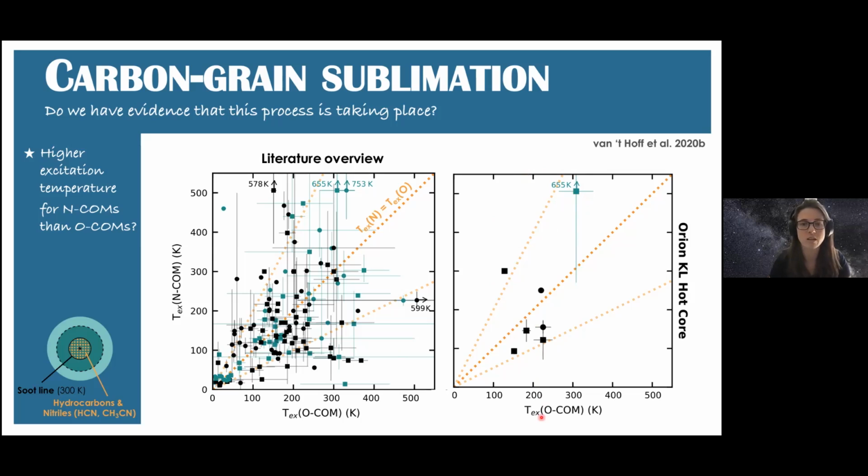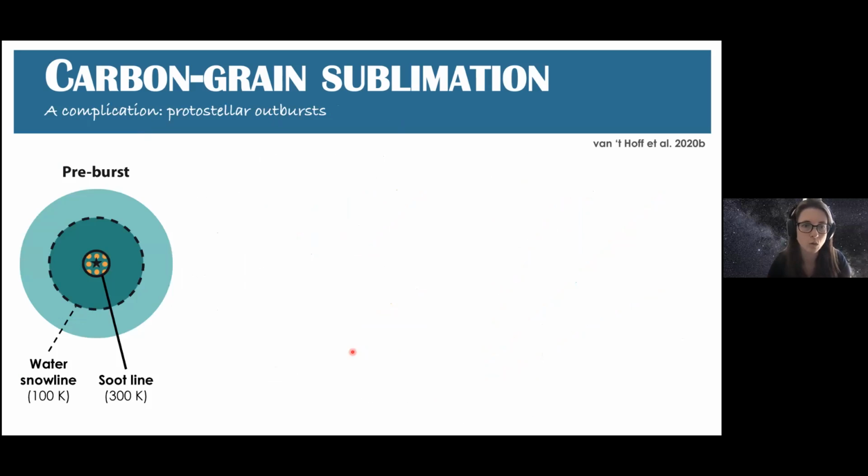So a second reason for this scatter could be more physically related to the protostars that we're looking at themselves. And it could be related to so-called protostellar outbursts. So we expect these protostars to not accrete in a uniform fashion, but instead have these bursts of accretion.